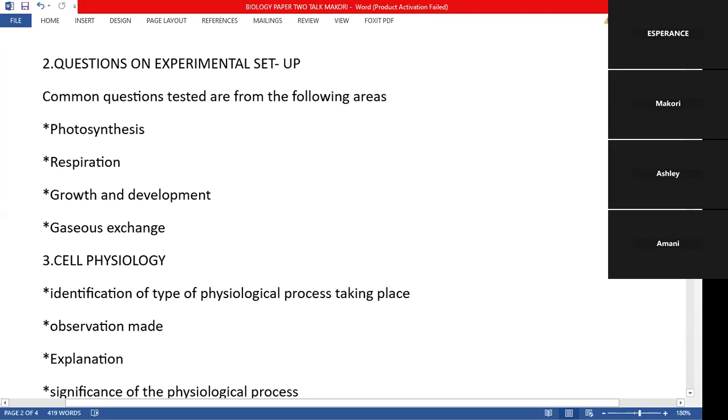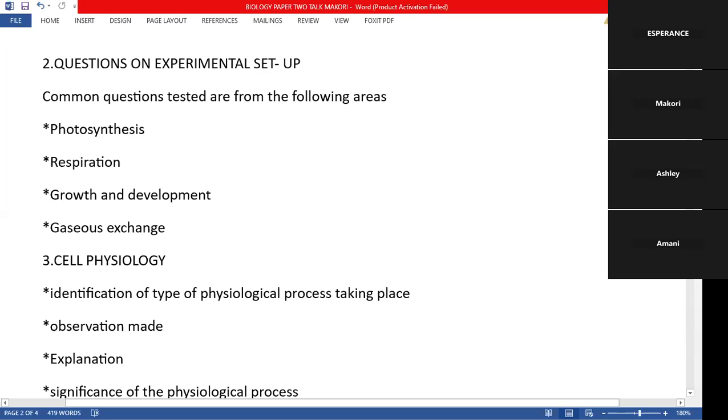You can also get another one containing germinating seeds that have been placed within a thermos flask. Then a thermometer has been inserted within that thermos flask. Those are some of the experimental questions that we normally get.